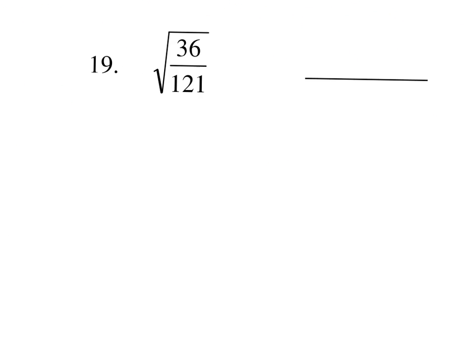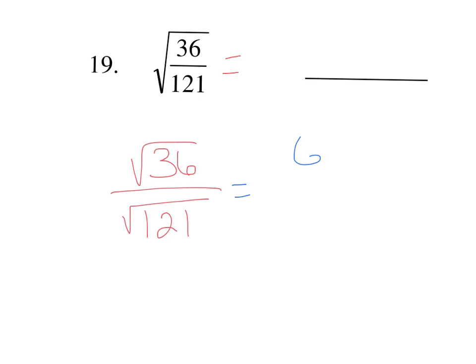All right, number 19. Don't be freaked out because it's a fraction, because we have that fraction rule that says whenever you have a fraction as a radicand, it's okay to break the radical up and make two smaller ones. So this is equal to the square root of 36 over the square root of 121, and these are equal. And this makes it much easier to simplify because we know the square root of 36 is 6, the square root of 121 is 11. Those are both perfect squares.